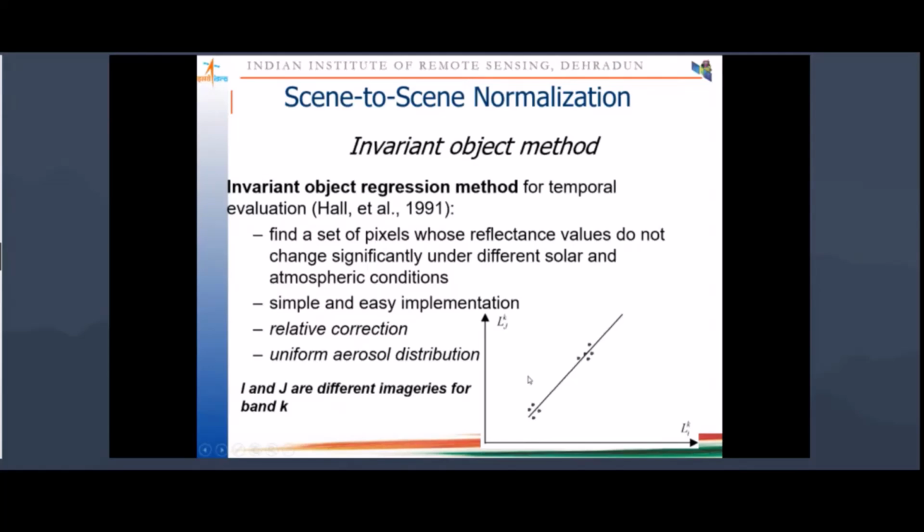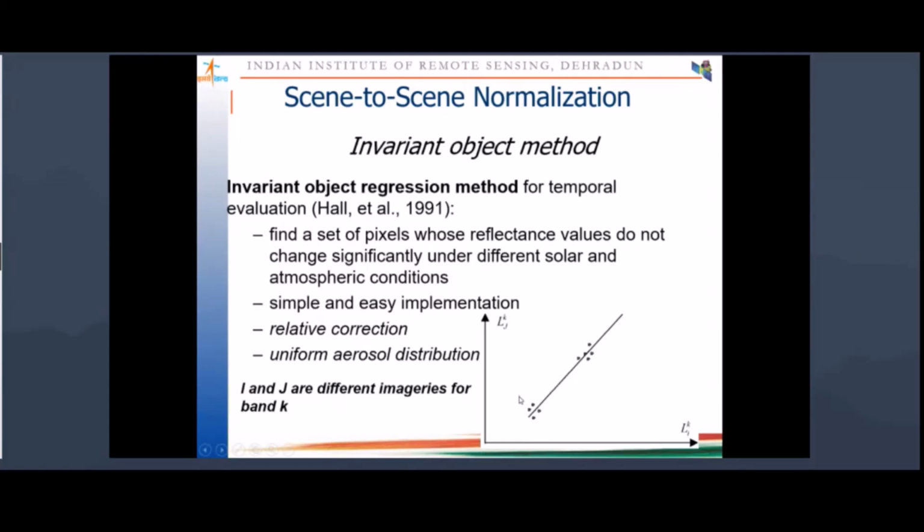Okay, so this is also called scene to scene normalization, or invariant object method, or pseudo invariant features method, or invariant object regression method. So for temporal evaluation, or for evaluation of changes which are happening temporally, you normalize one image with respect to the other. It's not a correction in the actual sense, but it is normalization. Normalize one image with respect to the other image. Okay, so this is another method which you can look into for your projects.